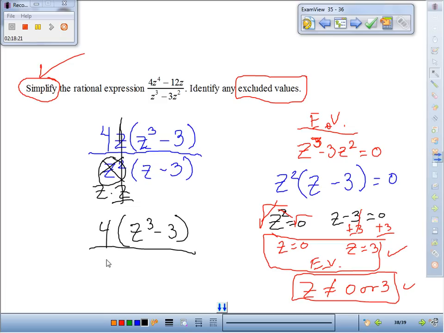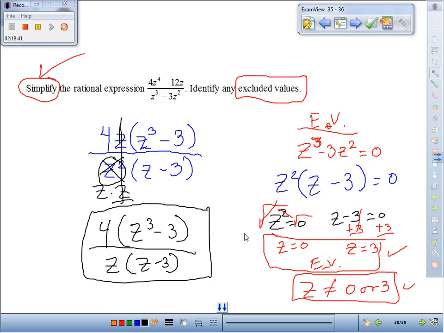What's in the denominator? Z times z minus 3. Do we do another giant 1 here? Why not? This one is a cube and this one is a 1. So we're done. So this is a two-part. First part, excluded values. Second part, simplify.